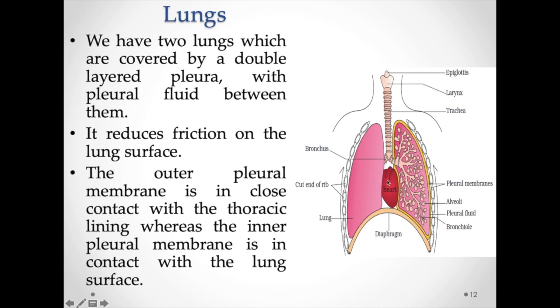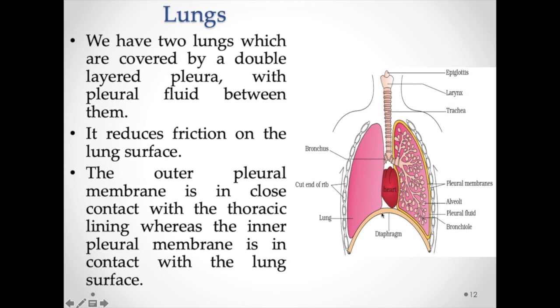It is between the two lungs, and it is slightly towards the left side. There is a constriction on the left side of the lungs. Below the lungs is again a muscle that is called the diaphragm.